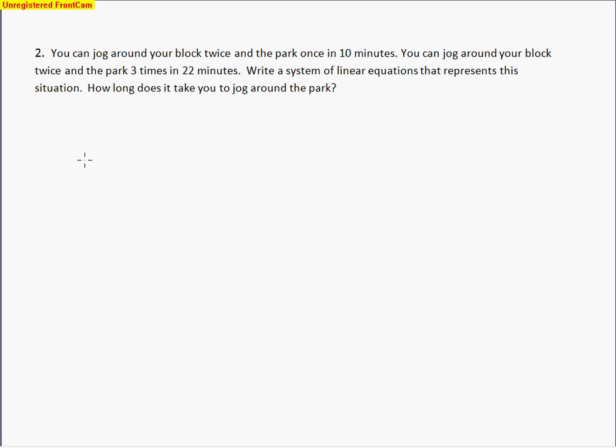It says you can jog around the block twice and the park once in 10 minutes. Okay, it might be you and your friend again. We'll find out. And means plus, so you can jog around your block twice, plus the park once, in 10 minutes. We know we've got two different things: jogging around the park and the block. Then, you again, it didn't matter that it wasn't your friend, you can jog around the block twice and the park 3 times in 22 minutes.